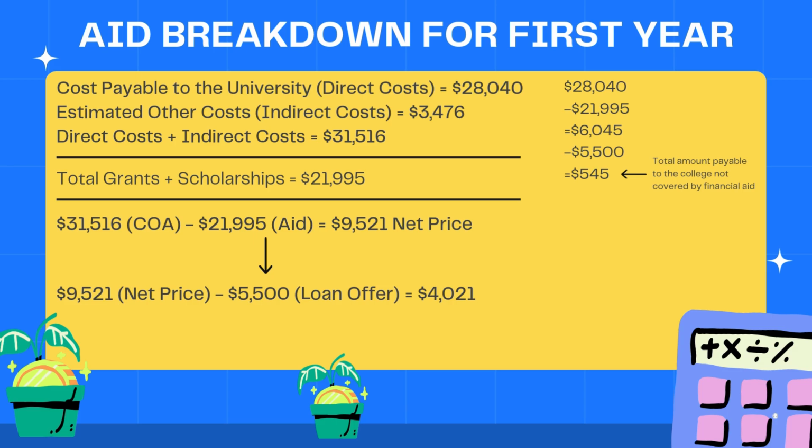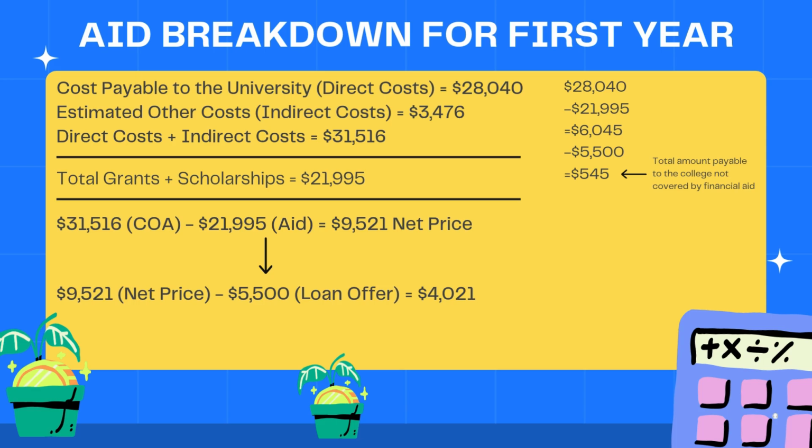So after the actual cost of the school, we see the total grants plus scholarships for the entire year that the student has been offered comes to a total of $21,995. Whenever we take the cost of attendance, which again is $31,516, and we subtract the total grants and scholarships, which equal $21,995, we get a net price of $9,521. So this again is the direct cost plus the indirect cost minus the grants and scholarships.